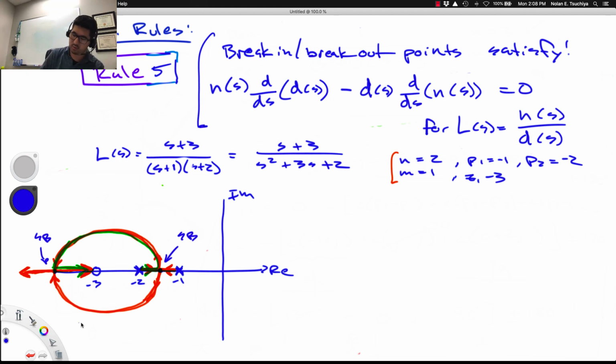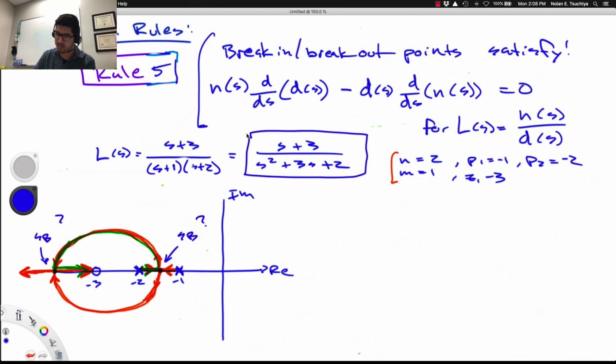Okay? So for this root locus, I pretty much know everything about it. This is the shape that it has to have. One of the branches goes to infinity off to the left. All that's left to figure out is where are these break-in, break-out points. And to figure that out, we simply apply rule 5, which is fundamentally based on the quotient rule that you see here. Okay, so that's why this formulation of the transfer function is more convenient, because it's easier to take derivatives of the numerator and denominator. Okay, so let's compute rule 5 for this.